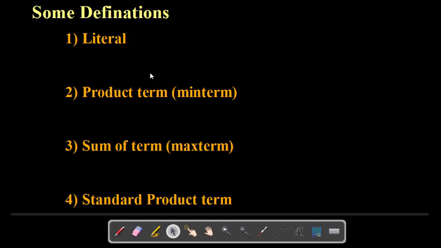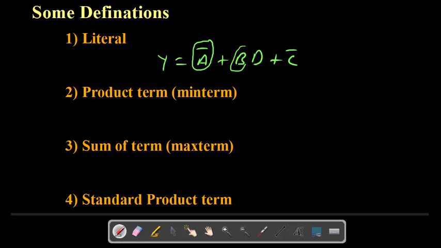Now let us see some definitions. The first is literal. Any variable in a Boolean expression can be called a literal. It can be in uncomplemented or complemented form. Suppose we have the Boolean expression y equal to A bar plus B D plus C bar. Here A bar is a literal, a single variable, B is a literal, D is a literal, C bar is a literal. So these individual variables are called literals.